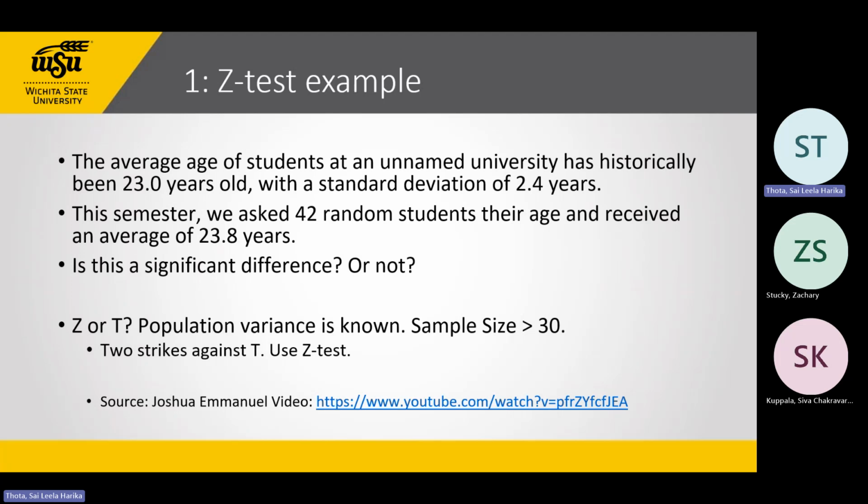So now we need to decide whether it is significant or not, because in the past it was 23 years old, but this semester it is 23.8. So is this significant or not? We need to perform the test. So here comes the test: Z or T? Is the population variance known? Yes, we know the population standard deviation is 2.4 years. If we square the standard deviation, we get the variance, right? So we know the population variance. The sample size is greater than 30, because we considered 42 random students. So which test are we going to use? We use the Z test because the sample size is greater than 30.